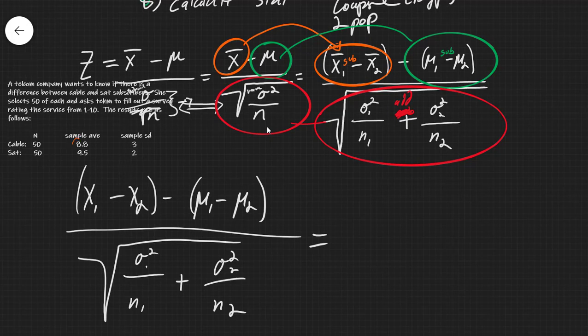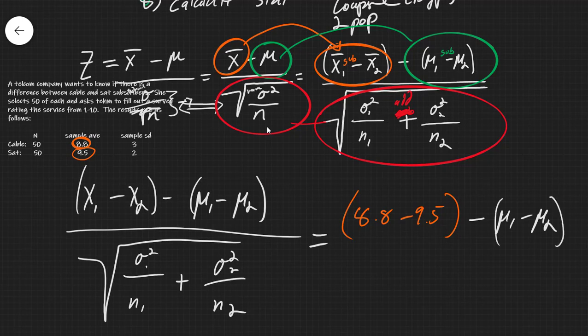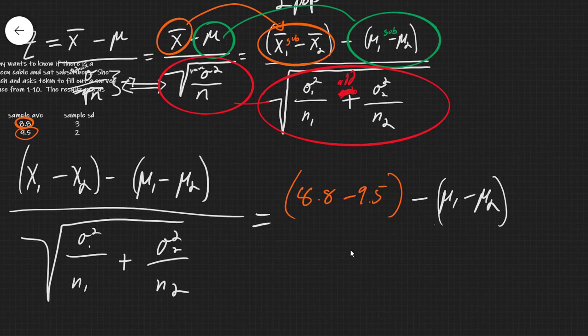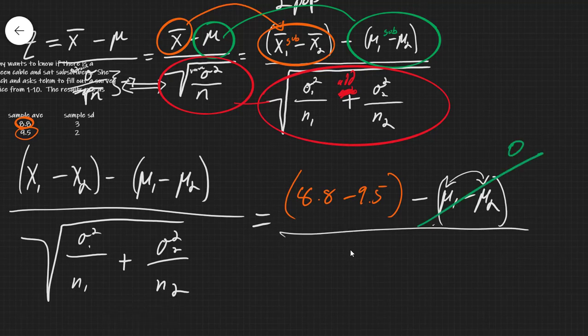X sub 1 is this guy here. So we're doing 8.8 minus 9.5, minus mu. Now the thing about mu sub 1 and mu sub 2 is we don't know them. They're not in the problem. But that's okay, because in our hypothesis we're looking for the difference between these two, so we are testing to see whether these two are the same. And if these two are the same, then they cancel each other out, and this guy disappears, it turns into 0. Okay? No problem.